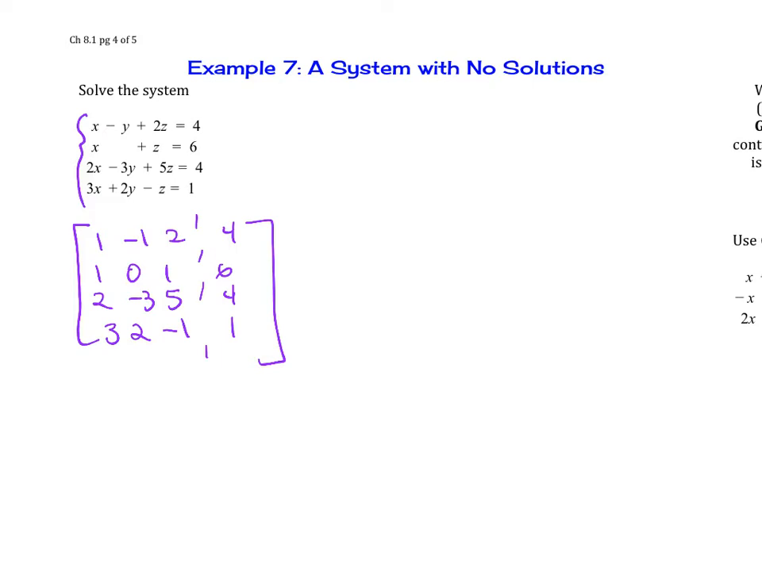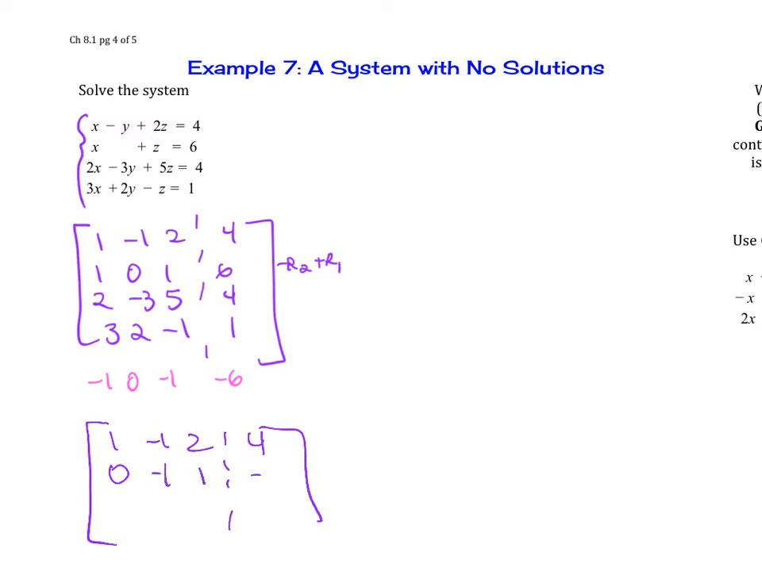So I'm going to subtract row 2 and then add it to row 1. So this is going to be -1, 0, -1, -6. So that was the second equation. So now I'm adding it: 1, -1, 2, and 4. So this becomes 0, -1, 1, and -2.